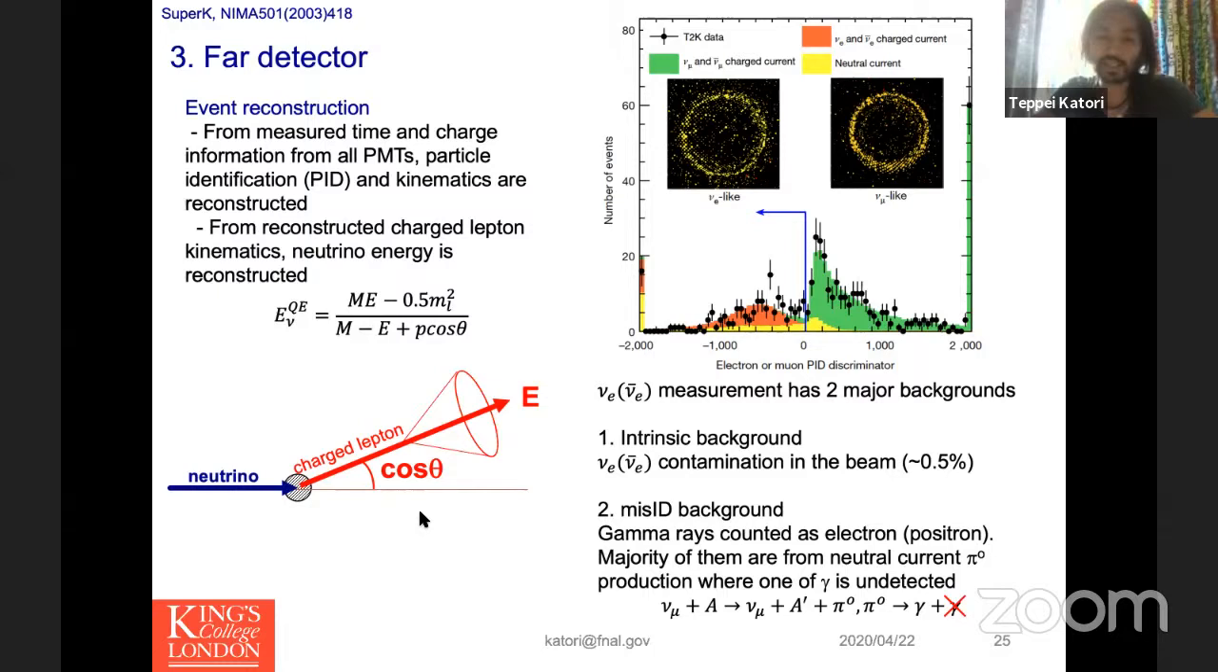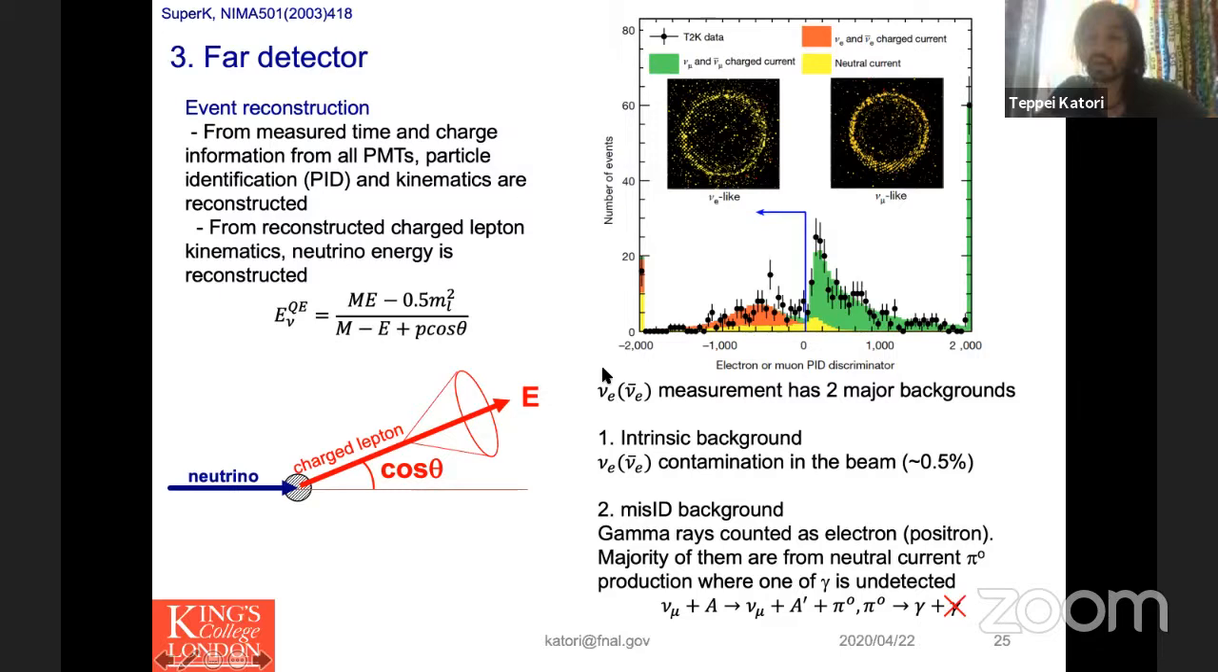For neutrino oscillation, eventually you use the neutrino energy, so you need to reconstruct it. It's a multiple-step process. You measure the hits of photons, and you reconstruct the energy and the scattering angle of the charged lepton. And then finally, you can reconstruct the neutrino energy.